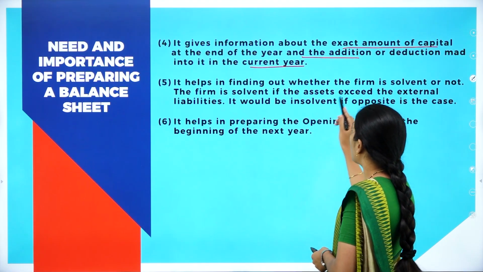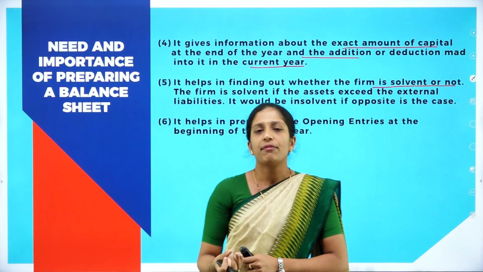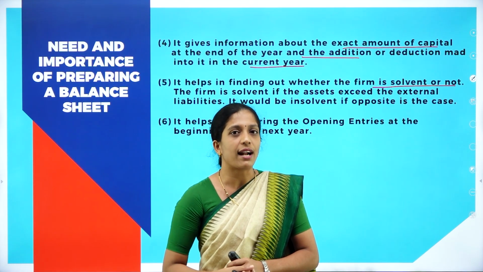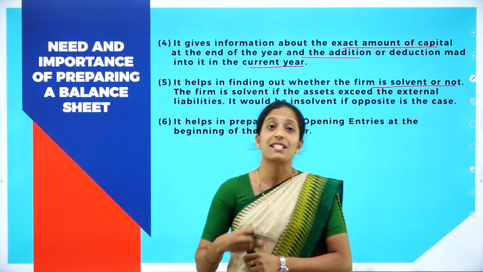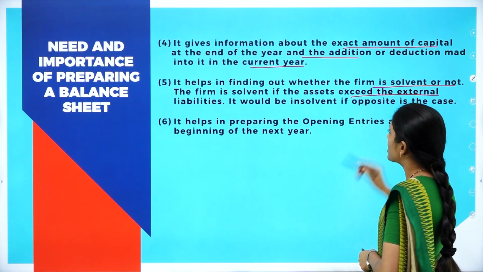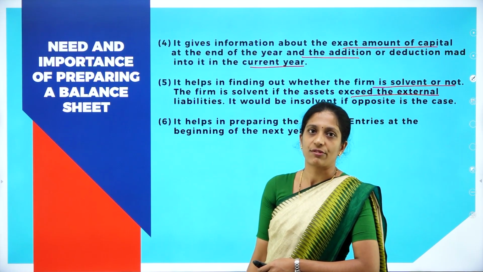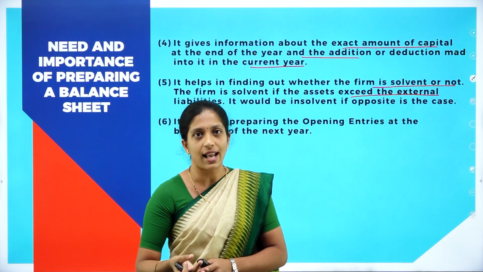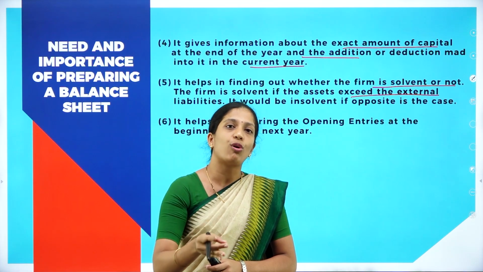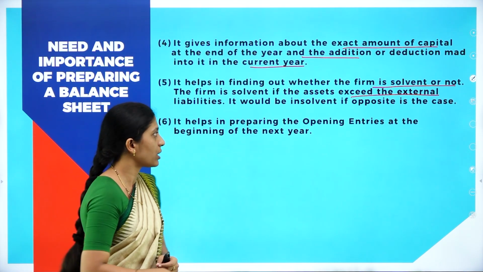It helps in finding out whether the firm is solvent or not. So by preparing the balance sheet, we will come across the financial position, so that we will know whether the business is solvent or not. The firm is solvent if the assets exceed the external liabilities. So how do we check the solvency of a business firm? If the assets are more than the liabilities, then the firm is said to be solvent. If the liabilities are more than your assets, then it is an insolvent business organization.